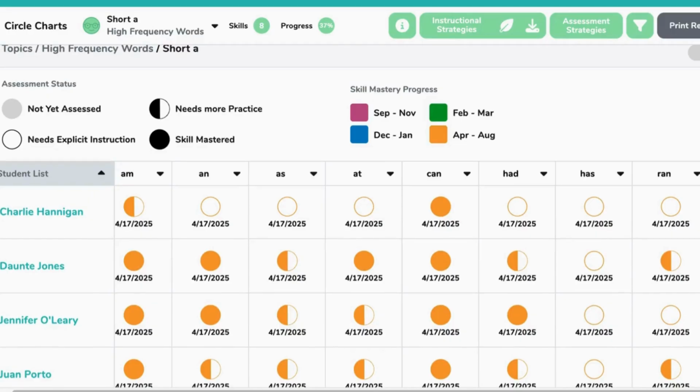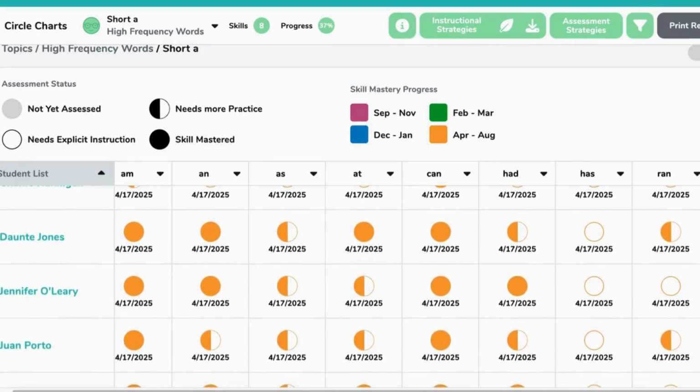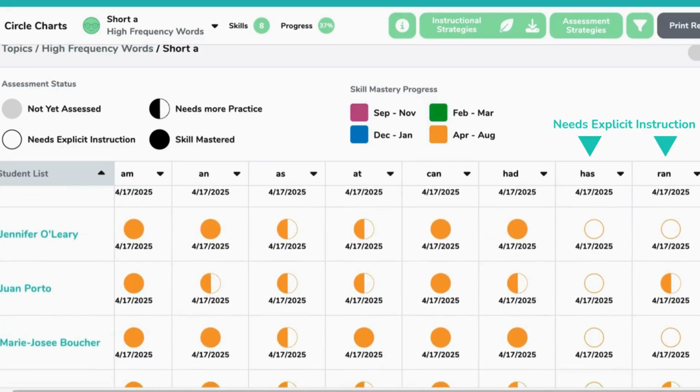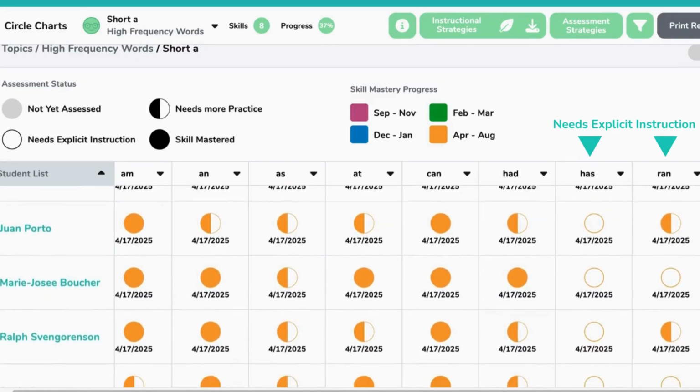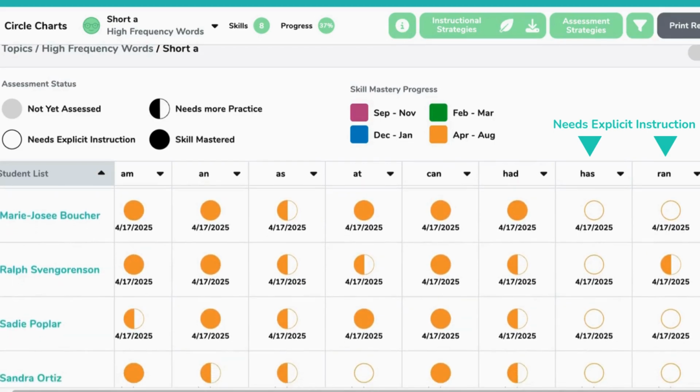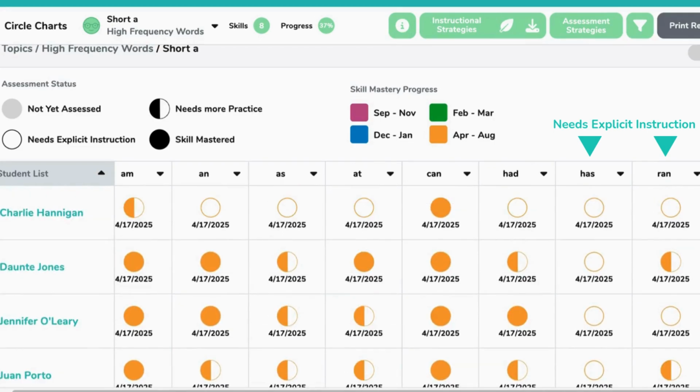But if I go further, there's other words that are obvious that we need to work on, and I'm looking vertically down and I can see all the white circles. So those would be words that I would want to refocus on and explicitly teach at the carpet.